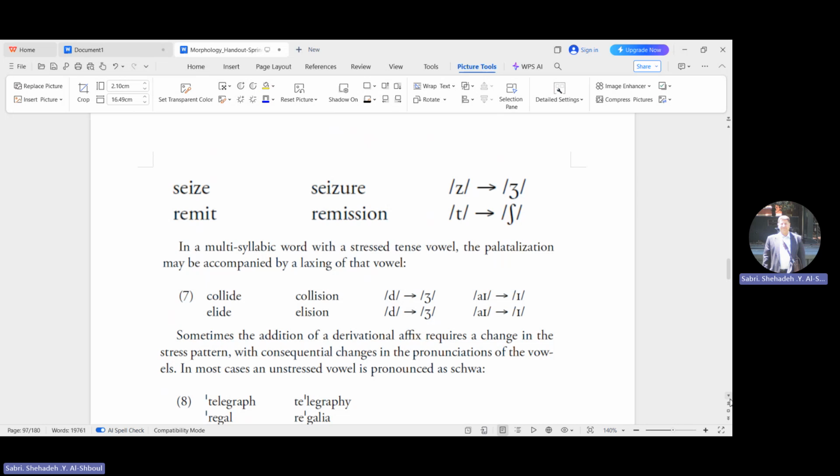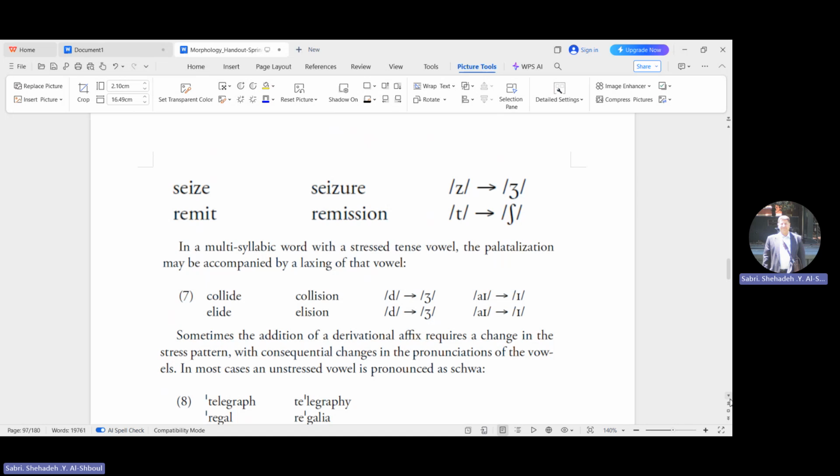Seize, seizure, remit, remission. So here we find that all the palatal alternations work together for the search of a better derivational level. In multisyllabic words with a stressed tense vowel, palatalization may be accompanied by laxing of the vowel, shortening of the vowel. So we have here collide, elide, and we add a suffix with palatalization, collision, and it becomes collision.